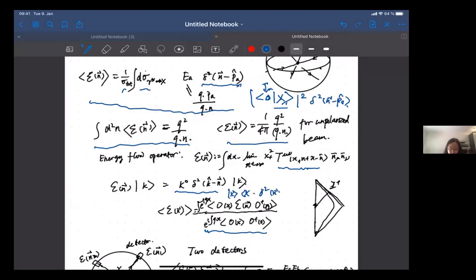So, yeah, you can see that these two equations are the same. Okay, thank you. Thanks for the questions.